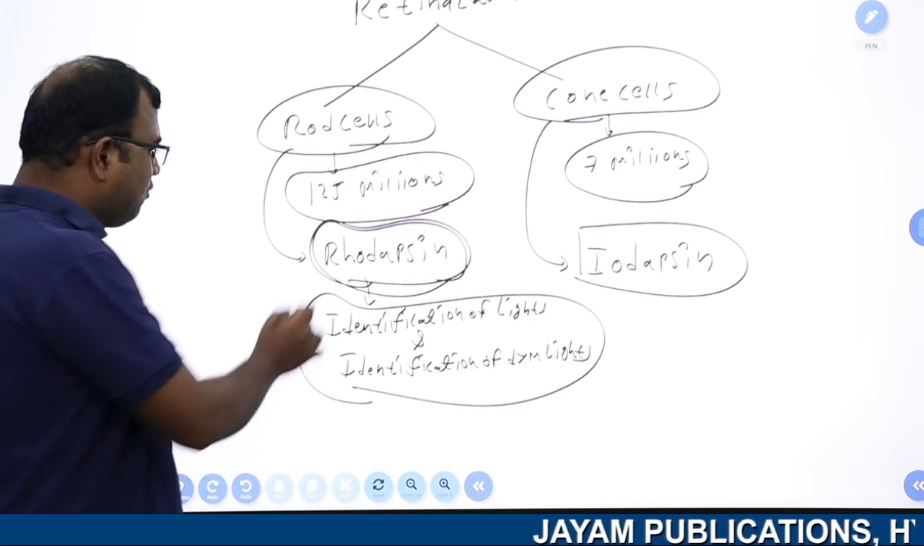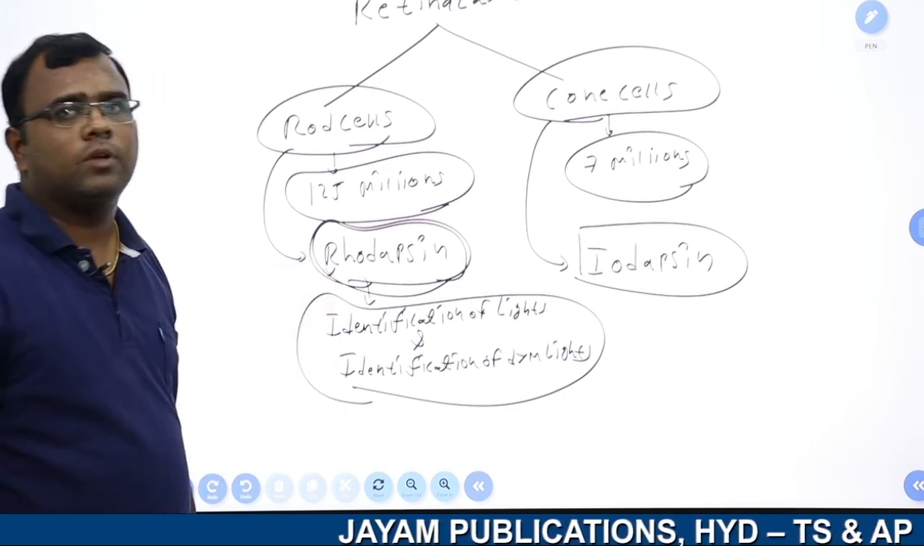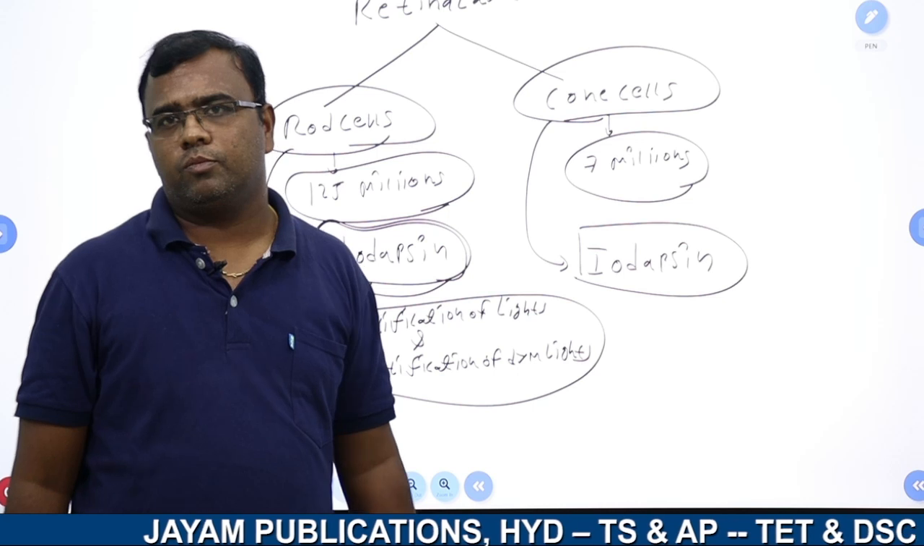The deficiency of rhodopsin pigment in the eye causes which disease?